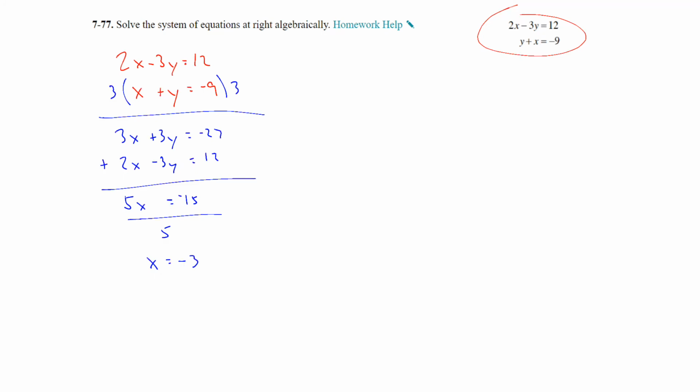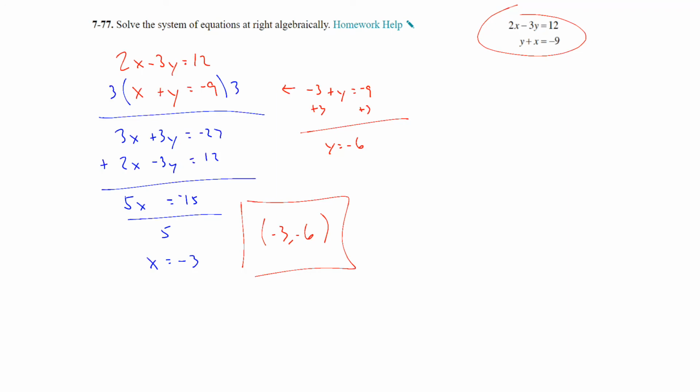And now you're going to plug that back into one of your two equations. I'm going to go ahead and plug it into the second one here. So negative 3 plus y equals negative 9. Add 3 to both sides. Y is equal to negative 6. We'll go ahead and write this as an ordered pair. That is the intersection of the two lines, which is the solution to the system.